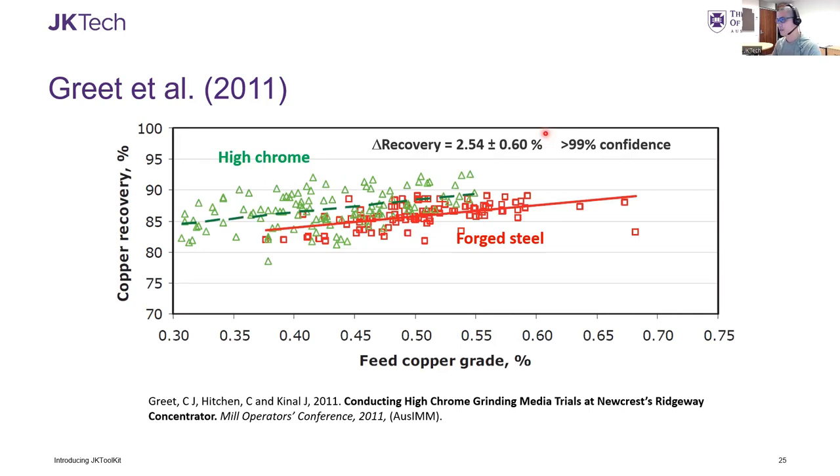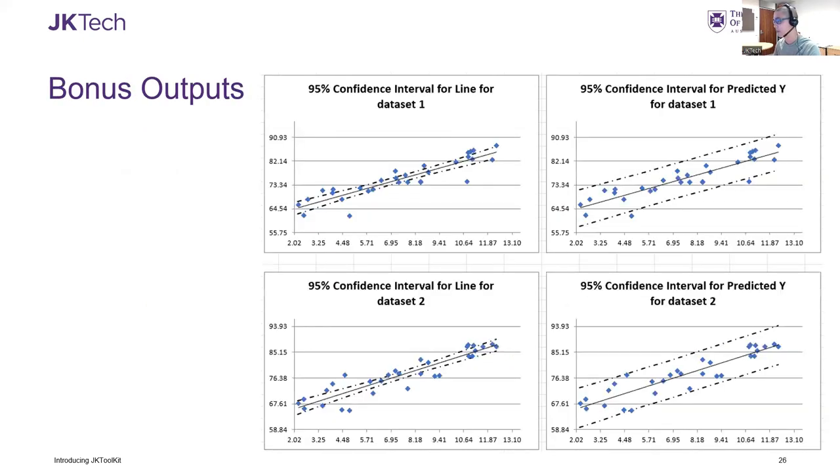Without this analysis, the effect of this change in feed grade would have totally swamped out the beneficial effect of the high chrome alloy, and this benefit to recovery would not have otherwise been visible. So this is one instance of where this particular approach has been used to analyze a full-scale plant trial.